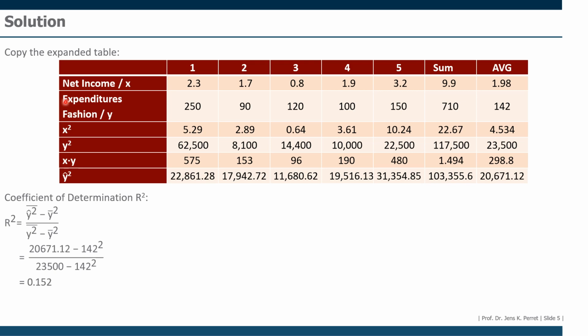Then we had the intercept with 85. The intercept means if the net income, if x is 0, that's the value for y. So if I do not earn anything, I spend on average 85 euros for fashion. That's how I can interpret the linear regression line. Then I have the coefficient of determination. This tells us how much of the variance of the y can be explained via the X variable or via the general model. So here it's 15.2%.